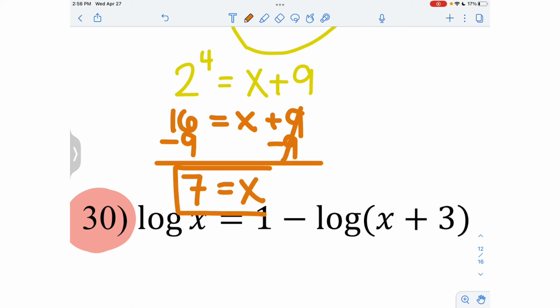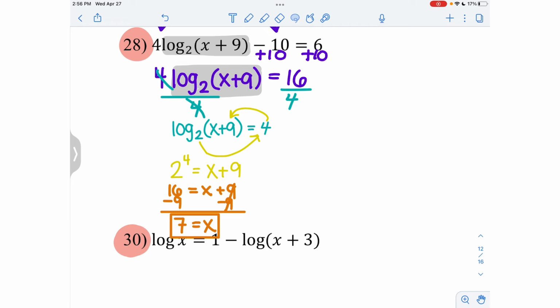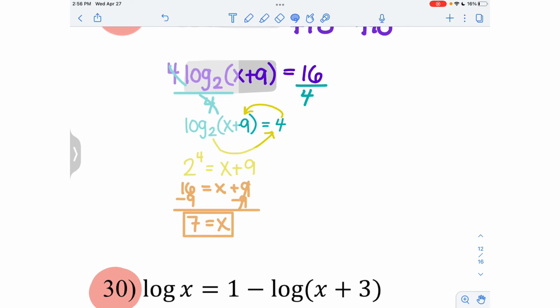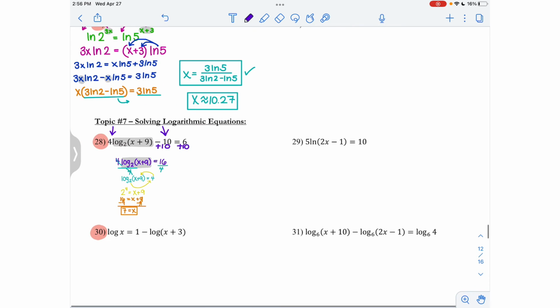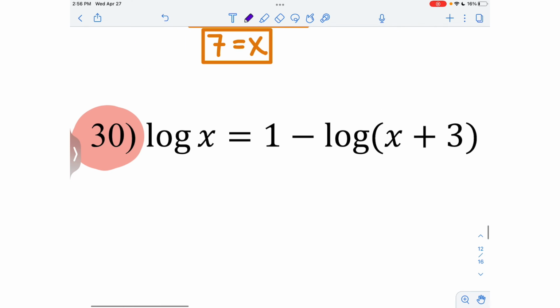If you don't know what to do, I suggest looking and asking yourself, can I circle up? Because chances are you can, especially if there's just one log. Now, 30 has 2 logs. That's a problem. I need to get them together. If I just have 1 log equal to 1 log, then I can set things equal. That's like in 31. So if we have time, maybe I'll do 31 as well. But for 30, I need to get the logs on the same side.